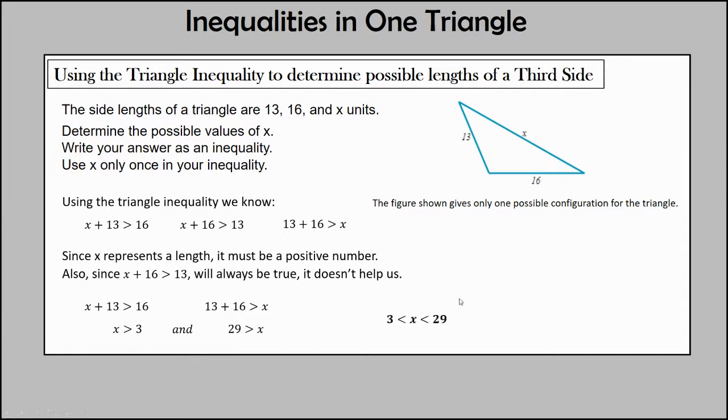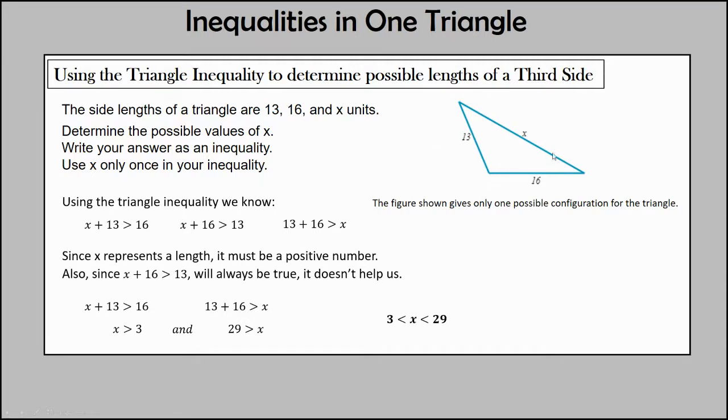The way we would write it as a compound inequality, and this is where they say use x only once, is like this. You start in the middle and say, x is greater than 3 and x is less than 29. So if you look up here, that's my possible scenarios for x. Now, this is how all of this information comes about, but I'm going to show you a shortcut.